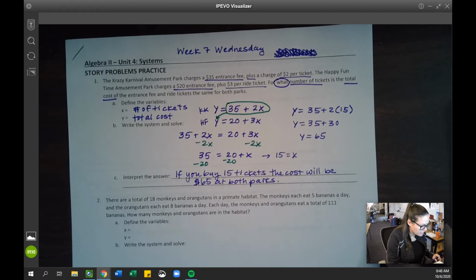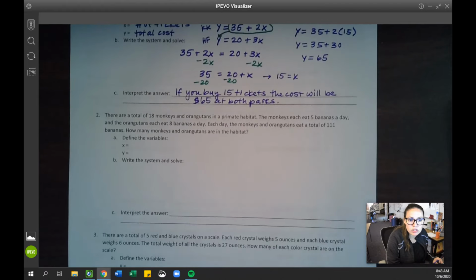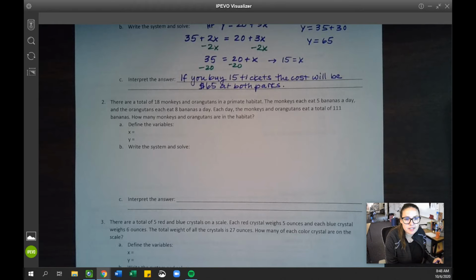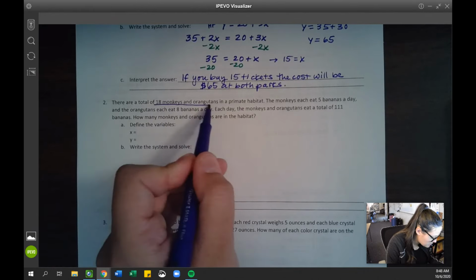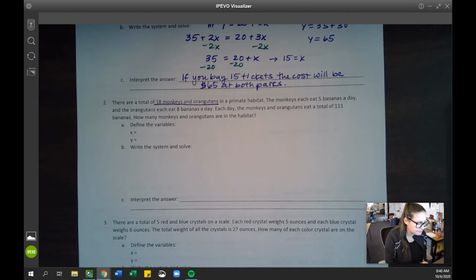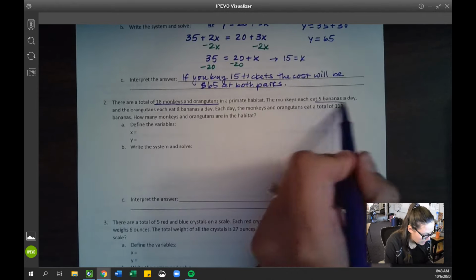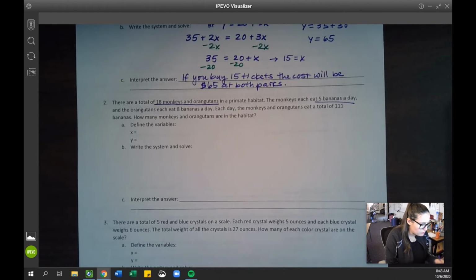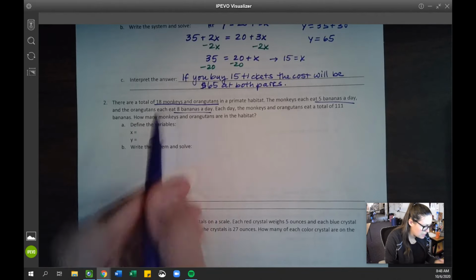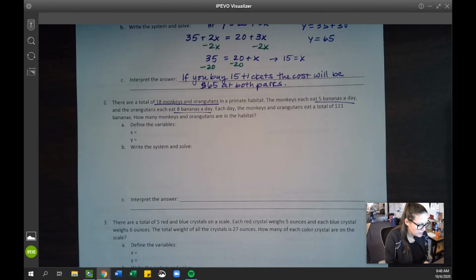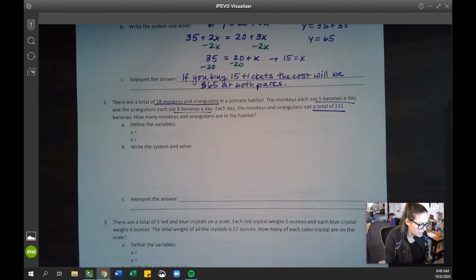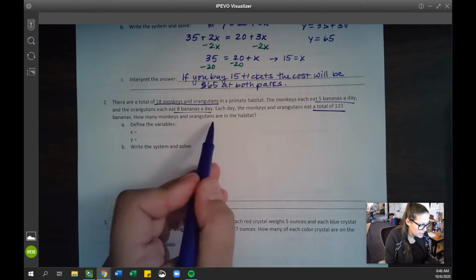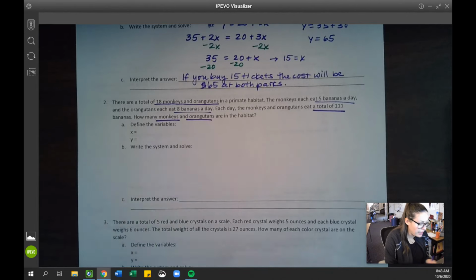Okay, let's try number 2. Number 2 says there are a total of 18 monkeys and orangutans in a primate habitat. The monkeys each eat 5 bananas a day, and the orangutans eat 8 bananas a day. Each day, the monkeys and orangutans eat a total of 111 bananas. How many monkeys and orangutans are there in the habitat?